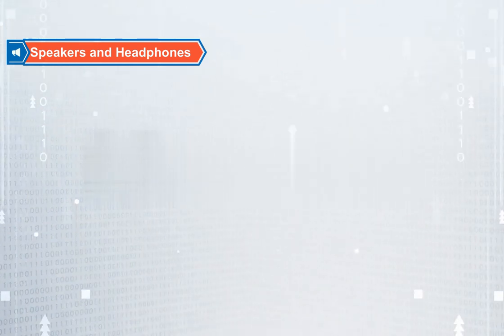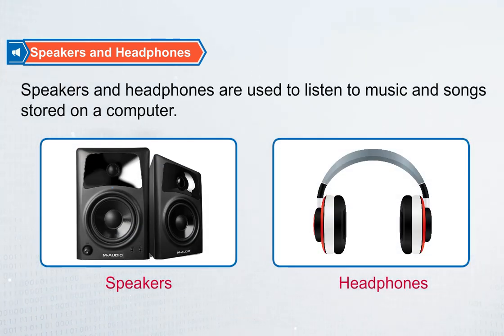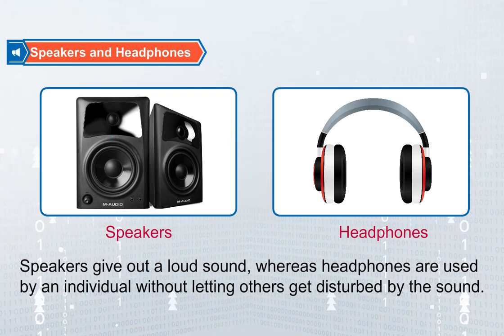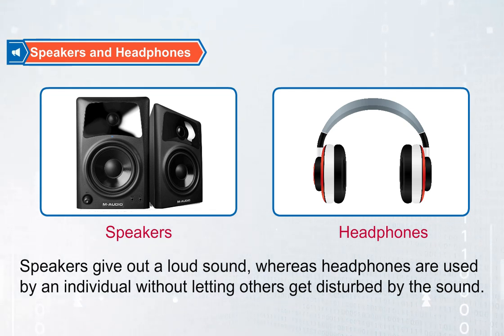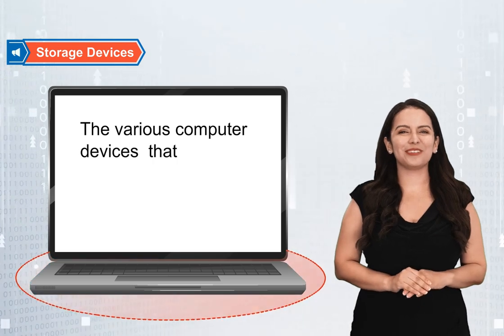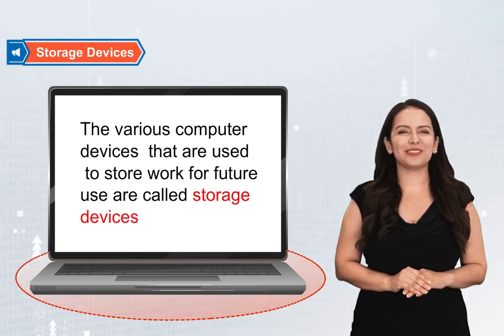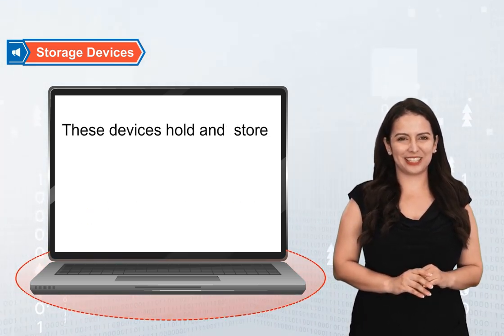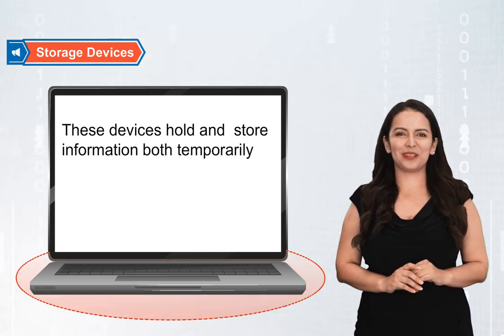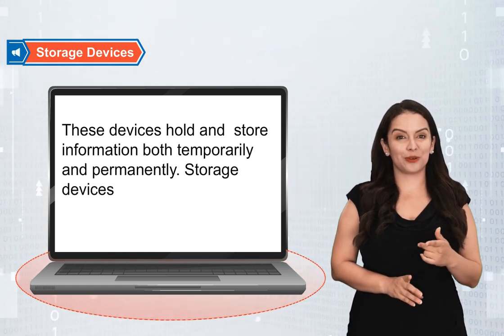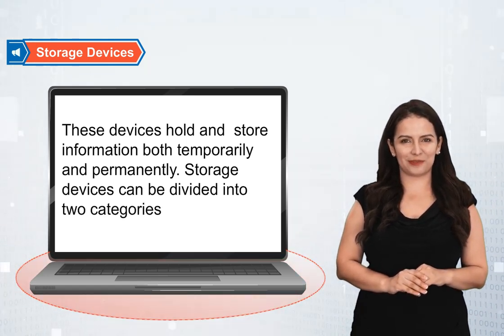Speakers and headphones. Speakers and headphones are used to listen to music and songs stored on a computer. Speakers give out a loud sound, whereas headphones are used by an individual without letting others get disturbed by the sound. Storage devices. The various computer devices that are used to store work for future use are called storage devices. These devices hold and store information both temporarily and permanently. Storage devices can be divided into two categories.